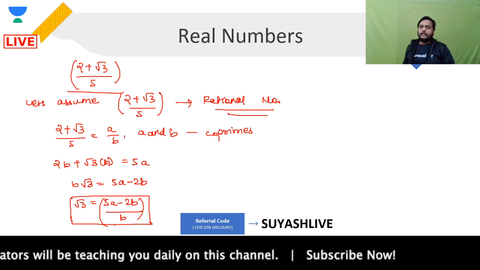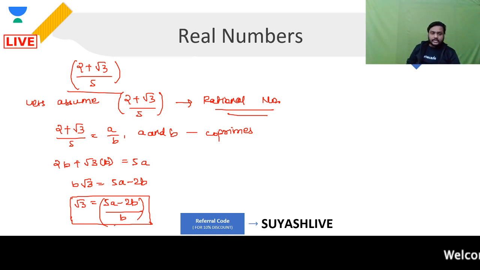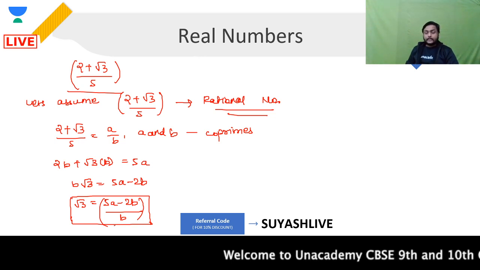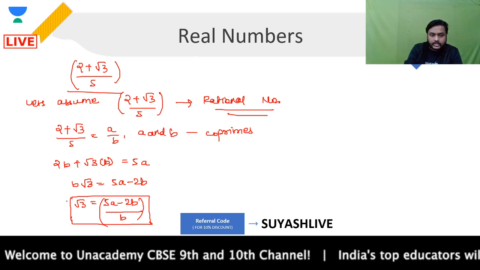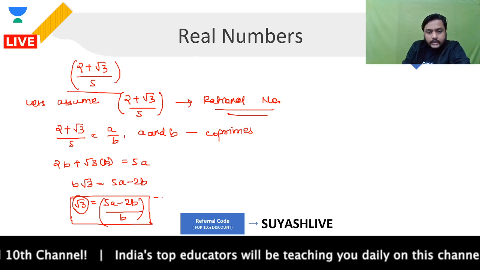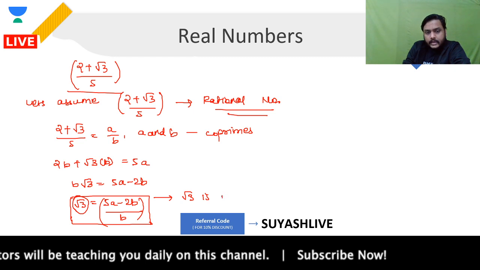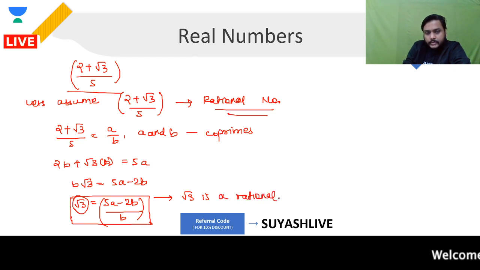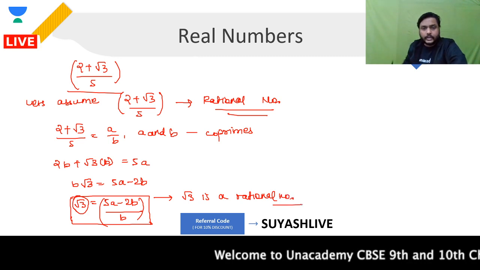Again the same story. Because a upon b is the form of a rational number where a and b are integers, that is why 5a minus 2b upon b, a subtraction of integers divided by one more integer b, will be rational. But on the left side you have root 3, which is irrational. Again you will say it implies that root 3 is a rational number. But basically you know that root 3 is not rational.